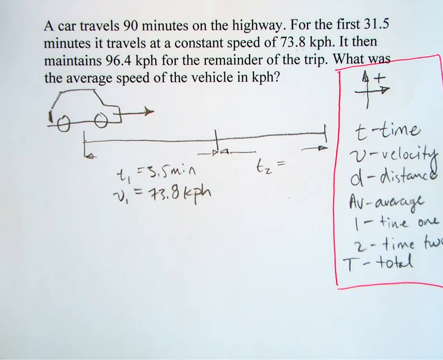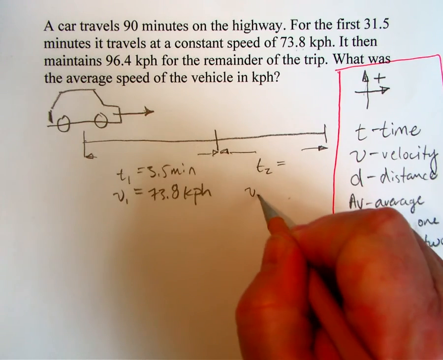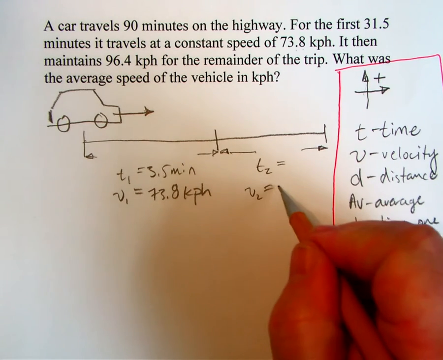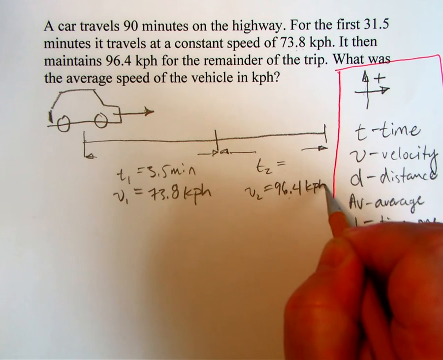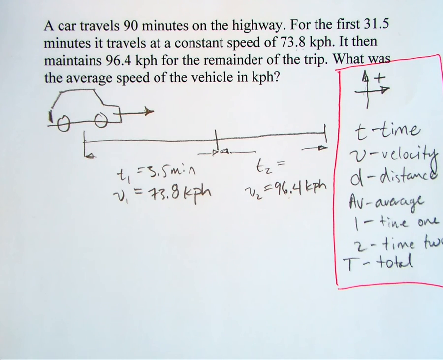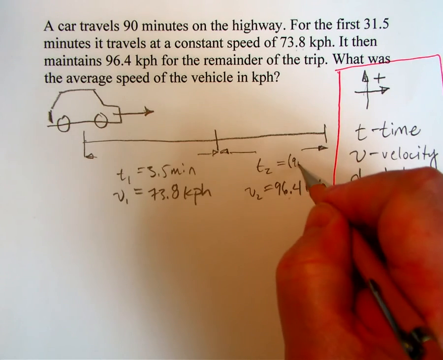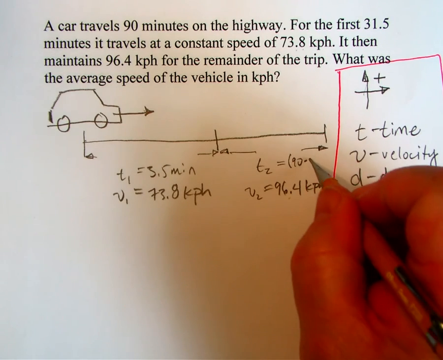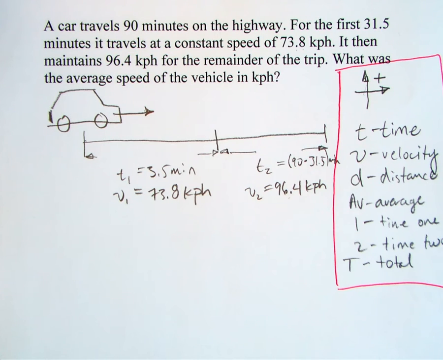What is that? Do we know? Let's figure that out pretty quickly. So V2 is 96.4 kilometers per hour. So what is that time period? Well, it's 90 minus 31.5 minutes. I ran into a little bit of a crunch there, but you can see that minutes. So we'll put that in there in just a few seconds.